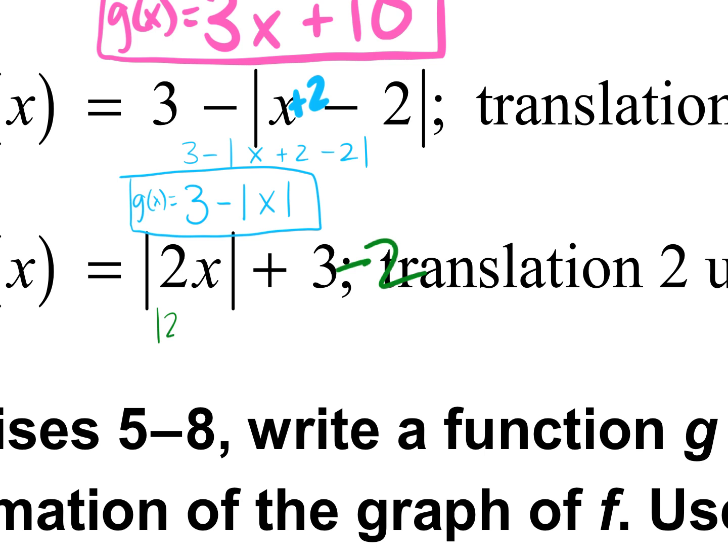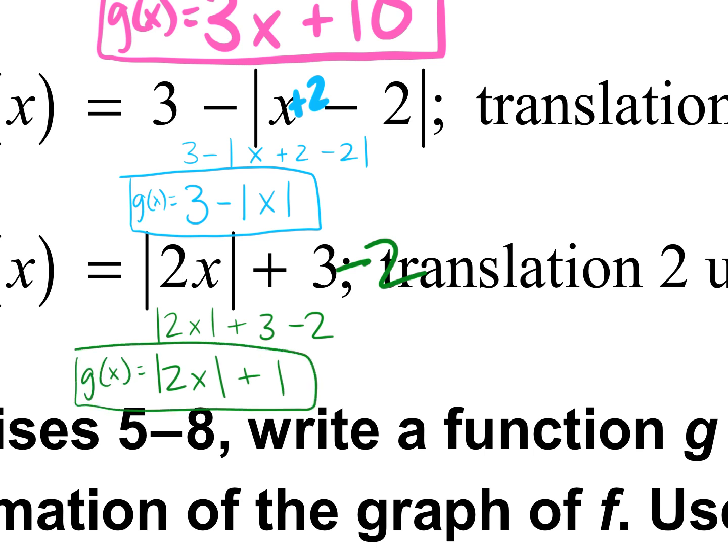So I have the absolute value of 2x plus 3 minus 2. We want to combine our like terms. So what would our answer be here? The absolute value of 2x plus 1. Perfect. Any questions? Good with this one?